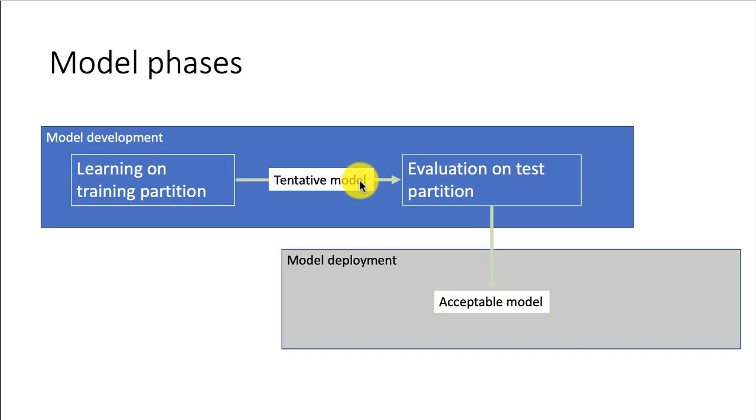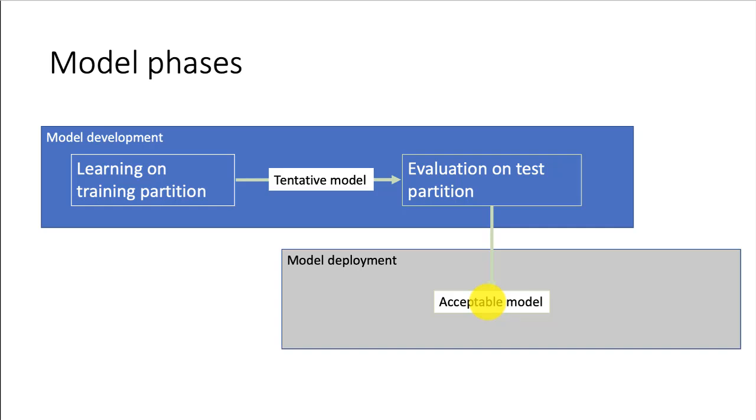It's got the same model, but let's assume that the evaluation on the test partition is successful, in the sense that it says the model is actually quite decent. So at this point, what we have is an acceptable model. We've built an acceptable model based on our historical data. Now we can start using this model for real purposes.